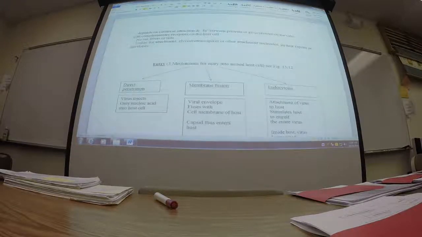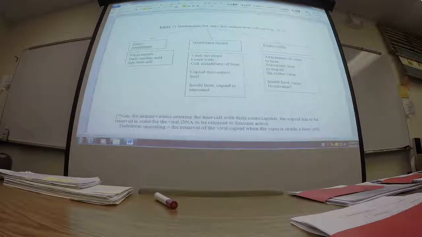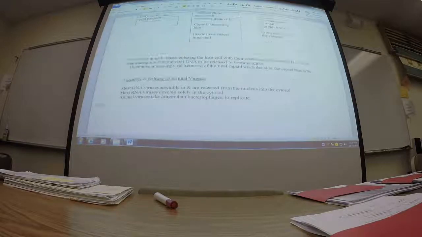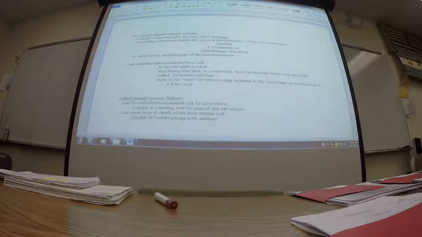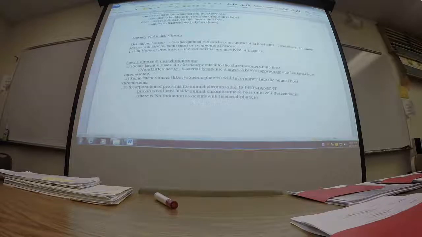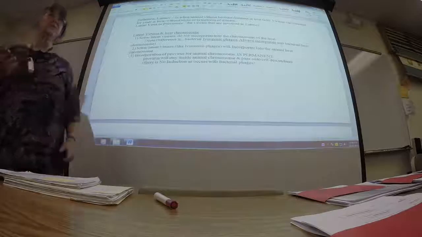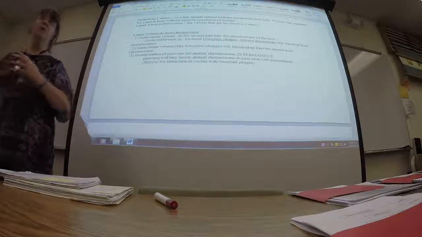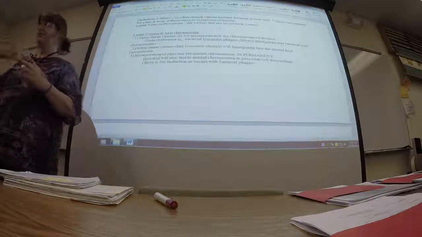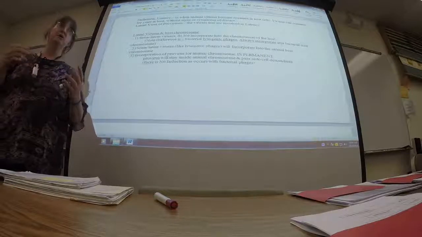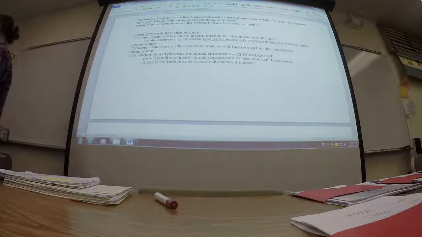So with animal viruses, we talk about direct penetration, endocytosis, and membrane fusion. We talk about budding, and we talk about naked animal viruses. Latency is the same thing as lysogeny, except latent means animal, lysogenic means bacterial. For latent animal viruses, it doesn't have to incorporate into the DNA. It can stay free, or it may incorporate depending on certain situations.